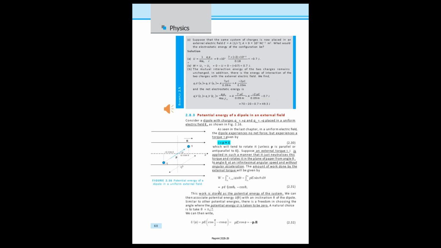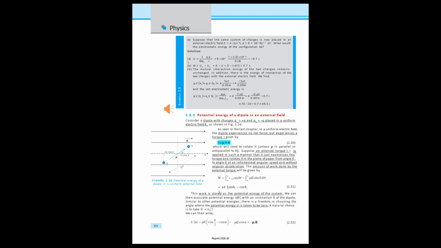Suppose an external torque tau is applied in such a manner that it just neutralizes this torque and rotates it in the plane of paper from angle theta 0 to theta 1 at an infinitesimal angular speed and without angular acceleration. The amount of work done by this external torque will be given by W equal to the integral from theta 0 to theta 1 of tau extern of theta d theta, that is the integral from theta 0 to theta 1 of PE sin theta d theta, that is given by PE (cos theta 0 minus cos theta 1).